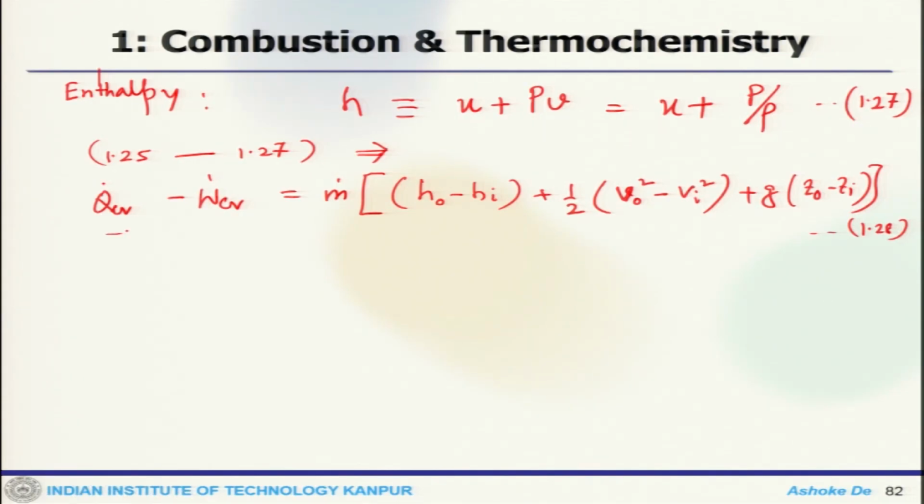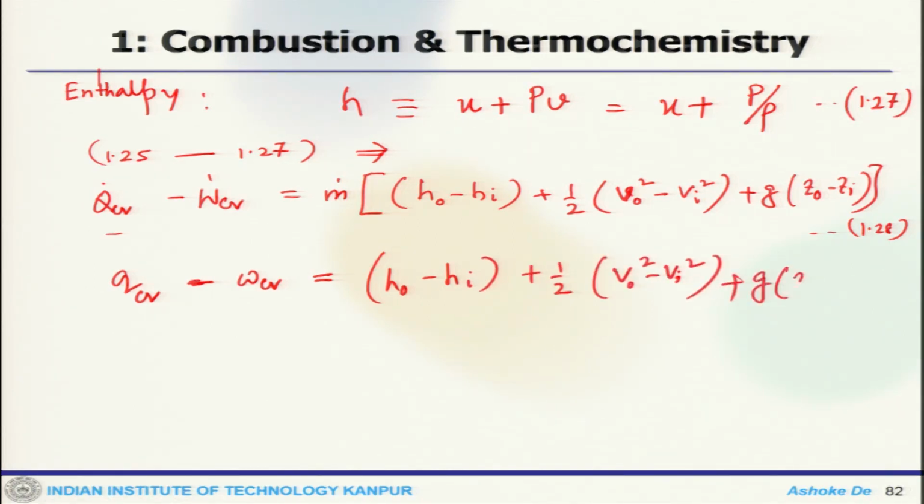If you look at it per unit mass, this will be represented as QCV minus WCV equals, or you can take this one on the other side, H naught minus Hi plus half V naught square minus Vi square plus g times Z naught minus Zi. So, this will be your equation number 29. You can bring this enthalpy into the picture, which will make your life quite easier.